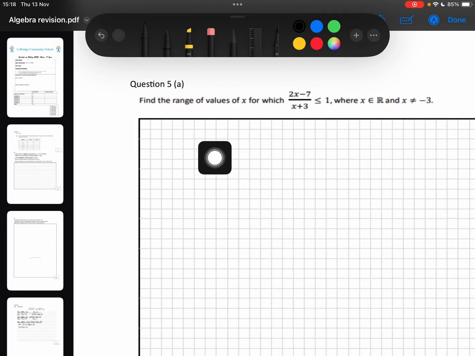Okay, so for this question here, it says find the range of values of x for which (2x minus 7) over (x plus 3) is less than or equal to 1, where x is a real number and x is not equal to minus 3. Okay, so these are our rational inequalities, because it's inequalities but with fractions.